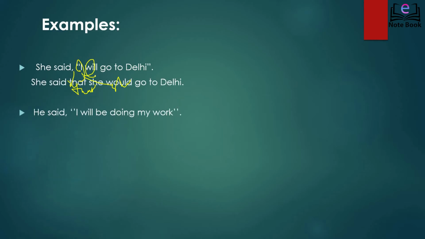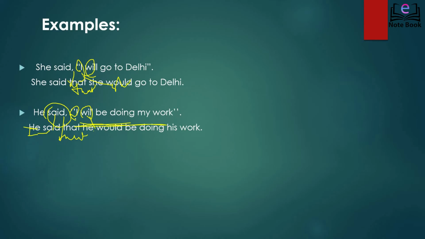Next one, she said, "I will be doing my work." Here again, since the reporting verb is in past tense, we know we need to make changes here. What is the tense here? "I will be doing my work." Future, where "will" is used. So in indirect form, we change this "will" to "would" and add "that" here, and we change the pronoun as well. So this becomes, she said that she would be doing her work.